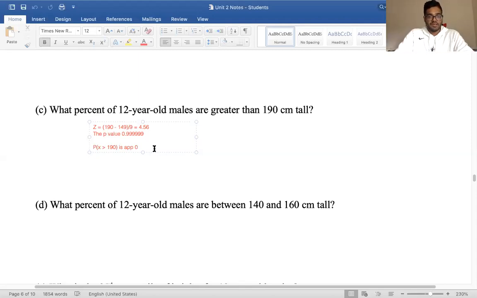So what can we say about this? Approximately 0% of all 12-year-old males will be taller than 190 centimeters. Right? 190 centimeters is pretty tall.